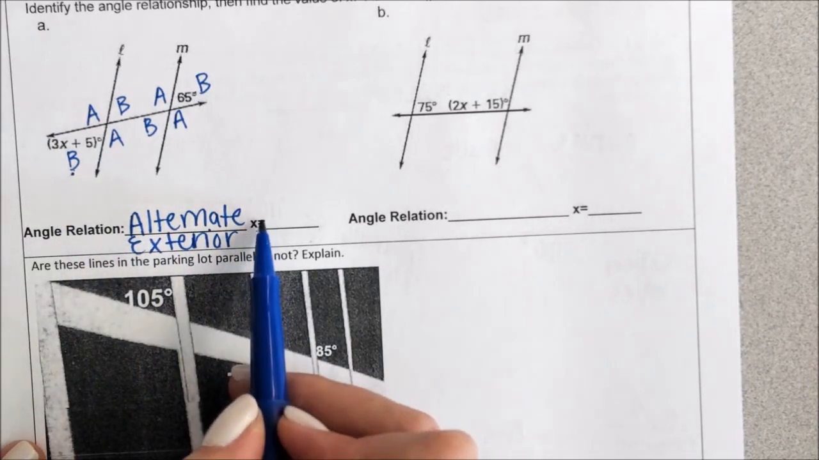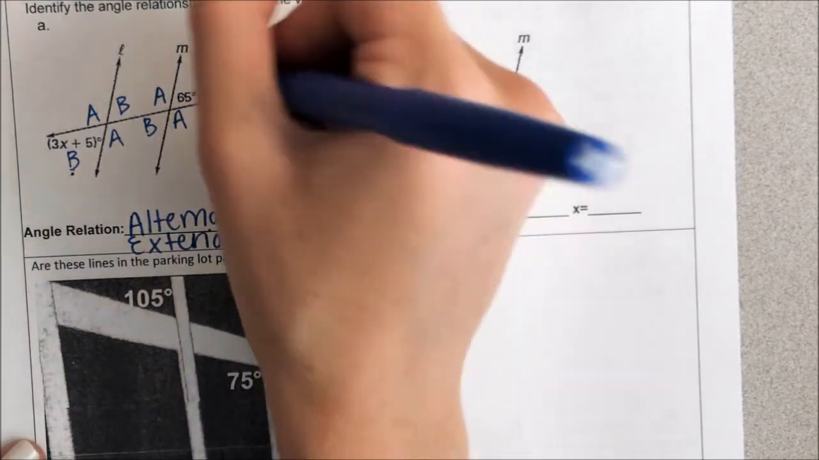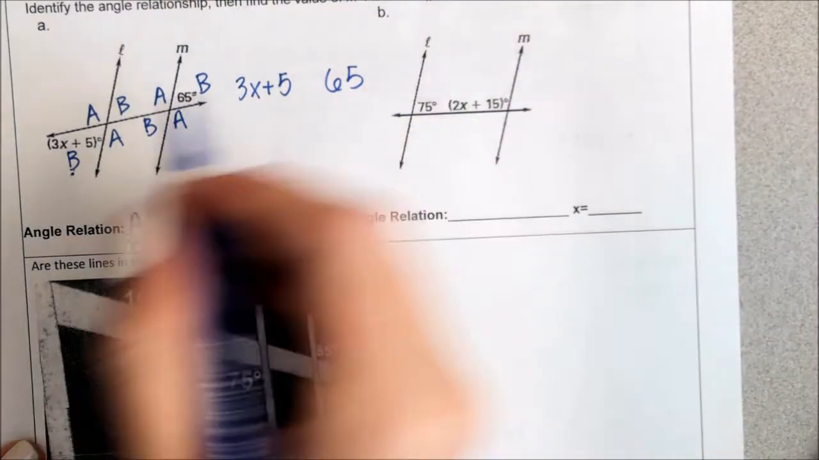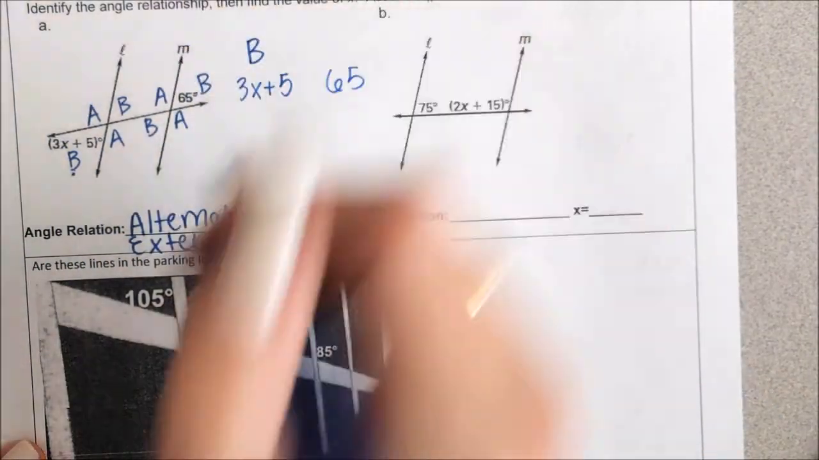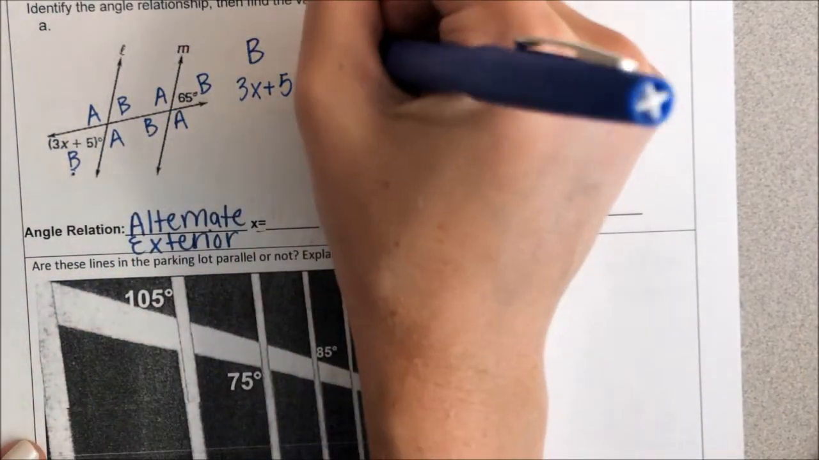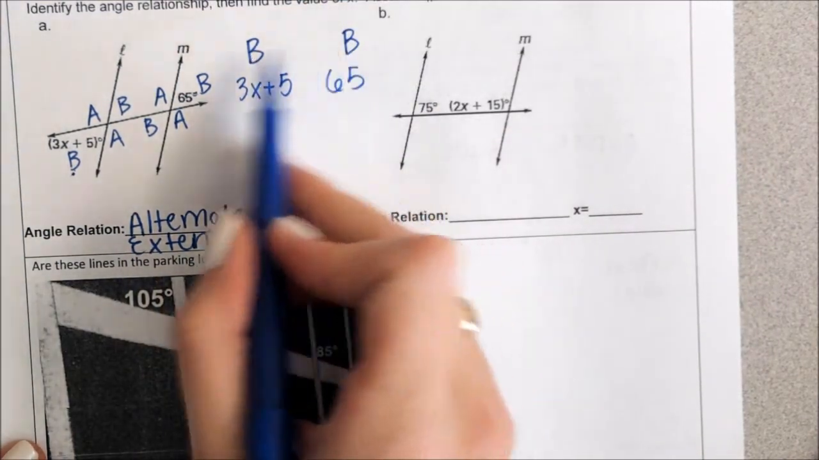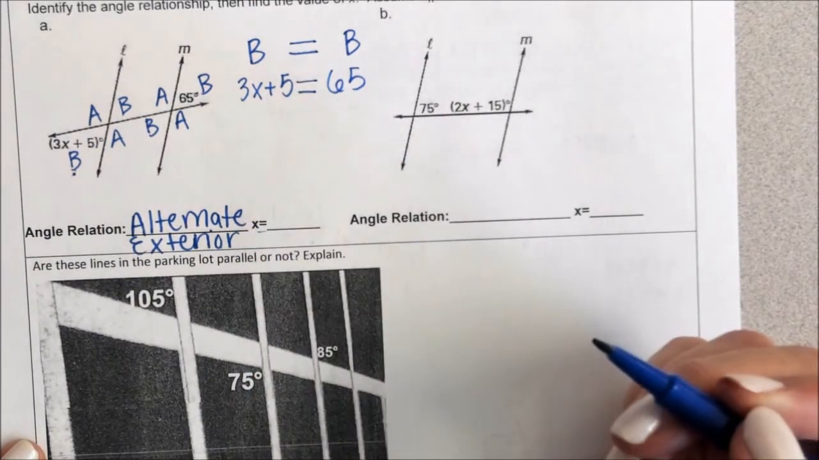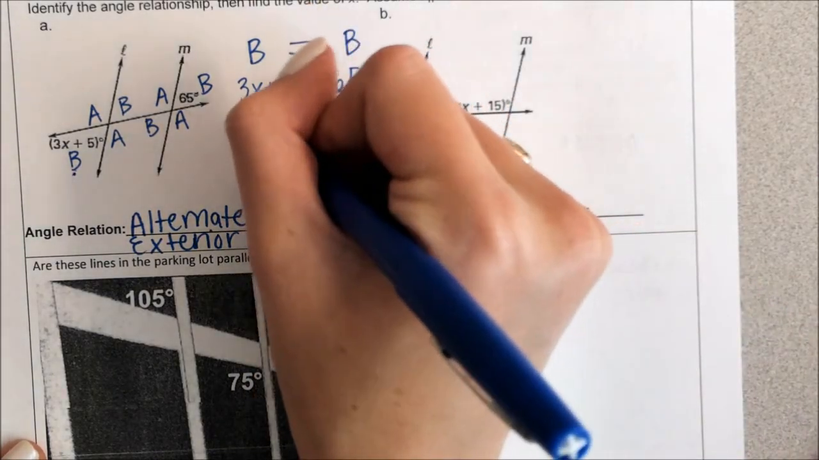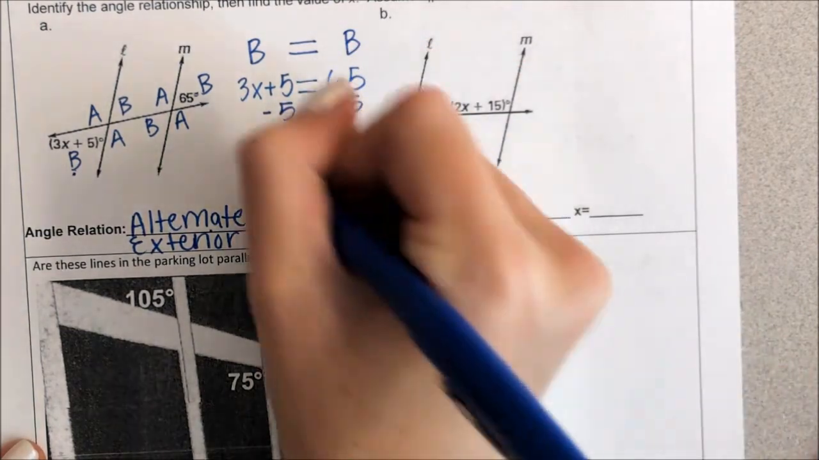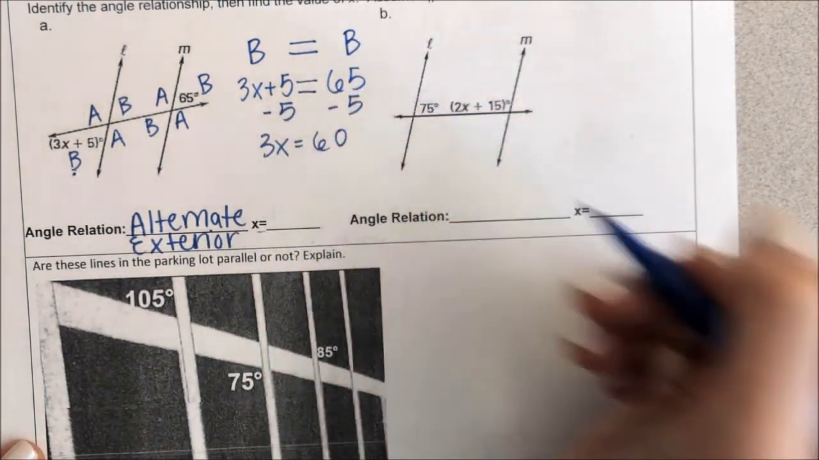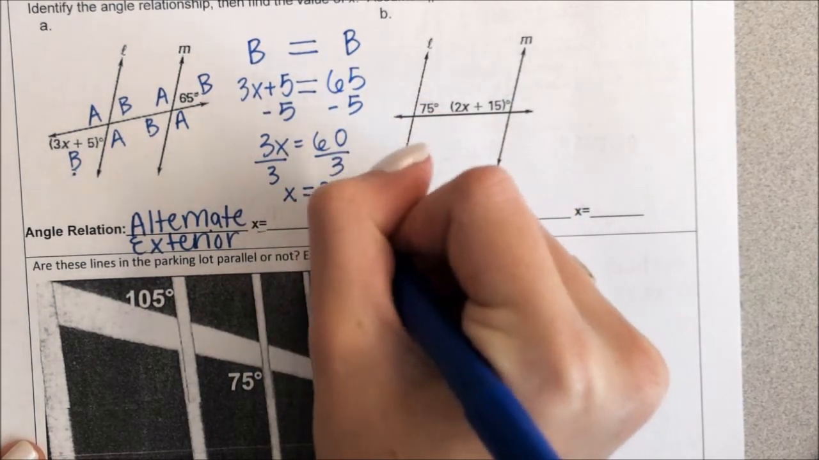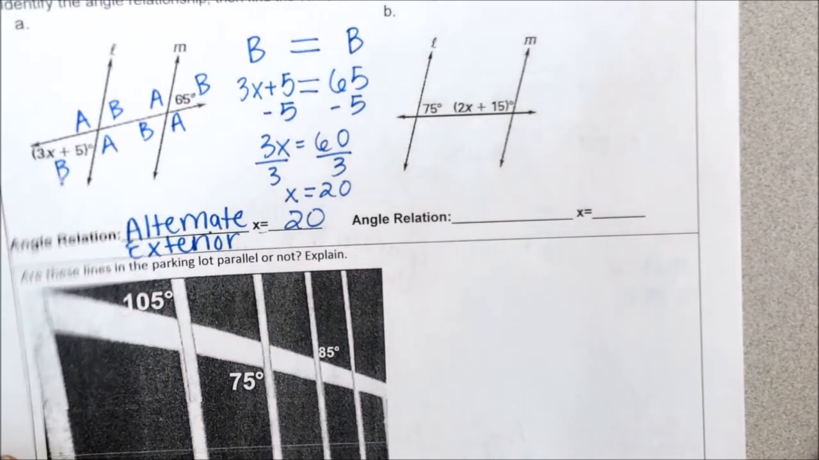The other thing I want to do is solve for x. So I'm going to look at my two angles here. I have 3x plus 5 and 65. I see that 3x plus 5 is a B, and 65 is also a B. So B and B are the same letters, so I learned that those are equal. So my equation tells me to set those equal. From there we just solve it. So I subtract 5, 3x equals 60. Divide by 3, and you get x equals 20.